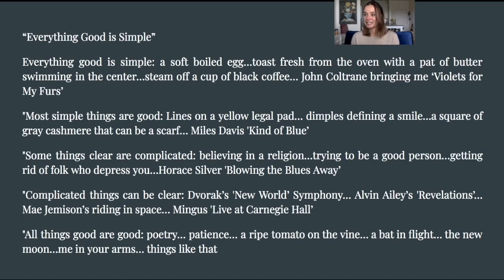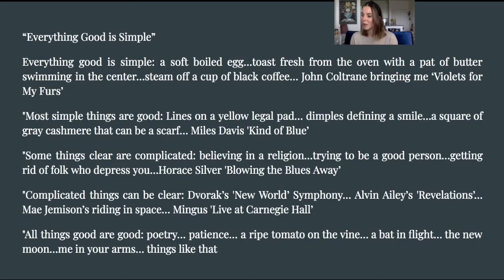Everything good is simple. A soft-boiled egg, toast fresh from the oven with a pat of butter swimming in the center, steam off a cup of black coffee, John Coltrane bringing me violets for my furs. Most simple things are good.